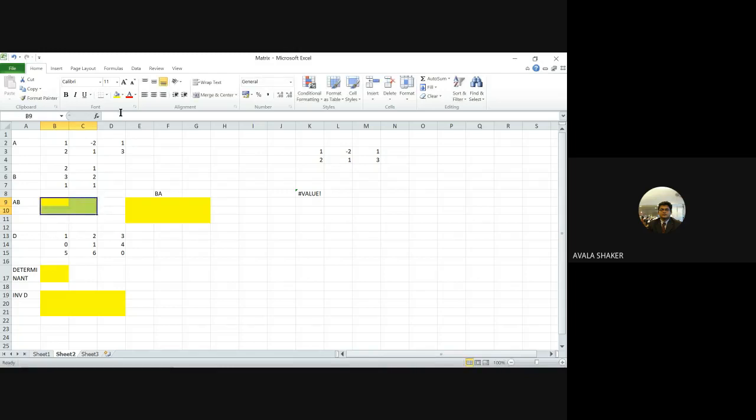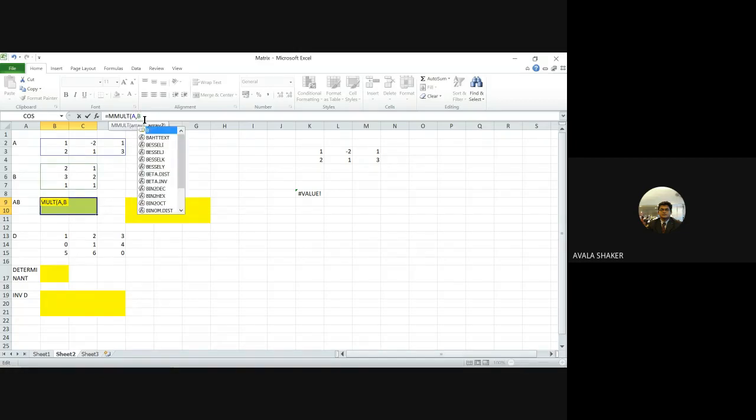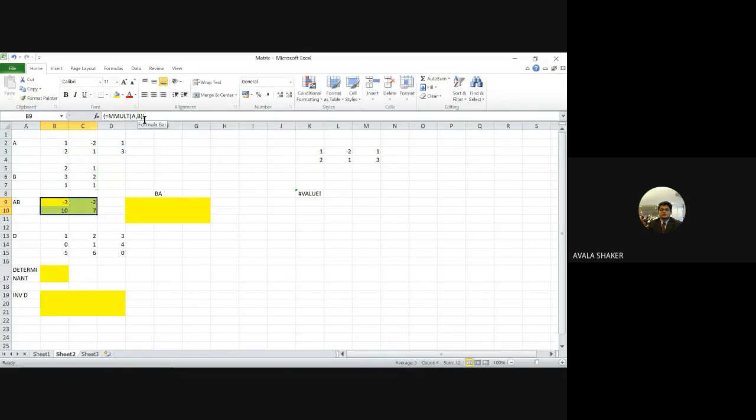Select this whole thing, equal to matrix multiplication, matrix A, matrix B, control shift enter. So when you are dealing with matrices or the arrays basically, don't use enter, you will use control shift and enter. Similarly you can do this also.